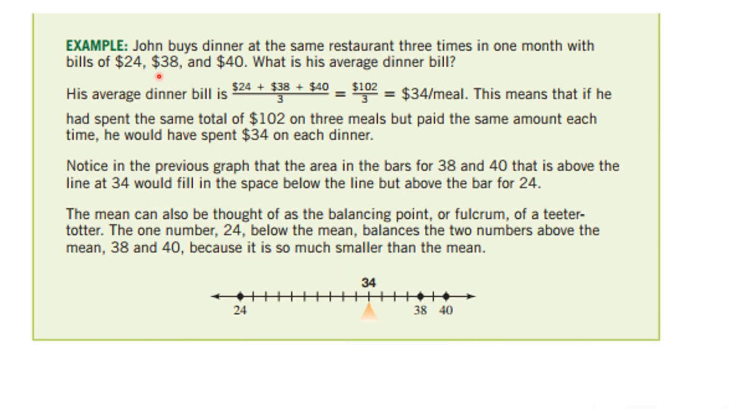And here is that example. So John buys the dinner. Here's the values for each dinner. You divide it by 3, that's $34 per meal.